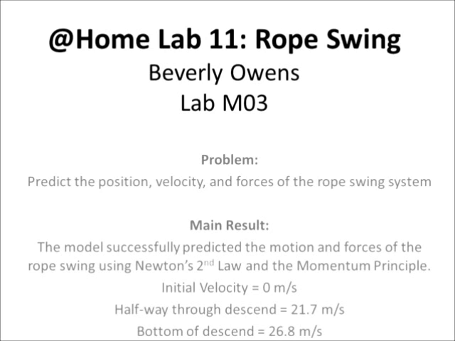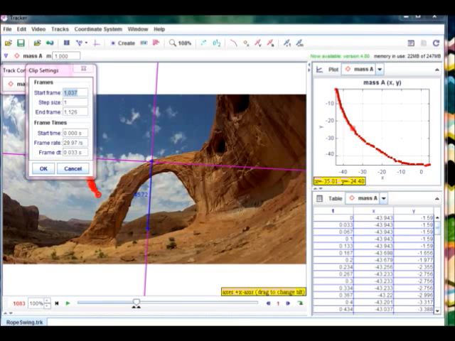The determined velocities are the initial velocity of 0 meters per second, halfway through the descent being about 21 meters per second, and the bottom of the descent being 26.8 meters per second when the experiment is modeling half a swing. In Tracker, the length of the rope swing is set to 45.72 meters, which is the given length of the rope. The positive x direction points slightly down to the right to model the imperfect pendulum swing due to the experimental models being slightly in the z direction.